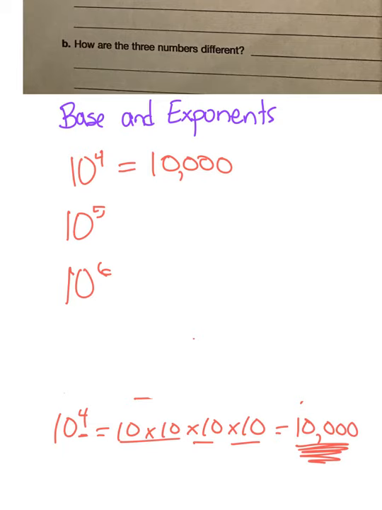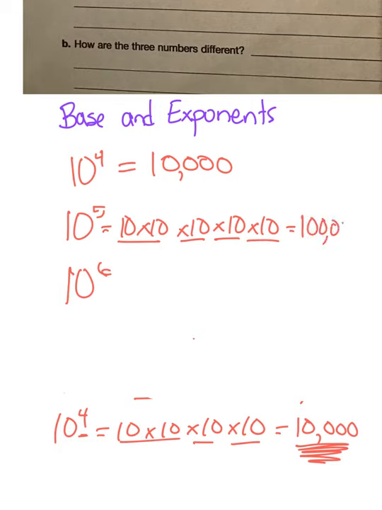So if 10 to the fifth means 10 times 10 times 10 times 10 times 10, that's five 10s. So 10 times 10 is 100, times 10 is 1,000, times 10 is 10,000, times 10 would be 100,000. So look how many zeros are in 100,000. There are 5 zeros in 100,000. Our exponent was also a 5. So I should know then that 10 to the 6th would be 1 million.